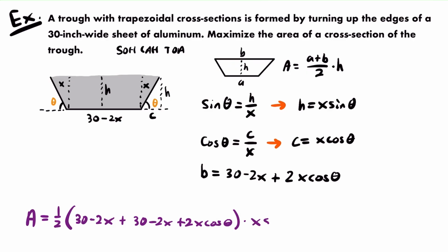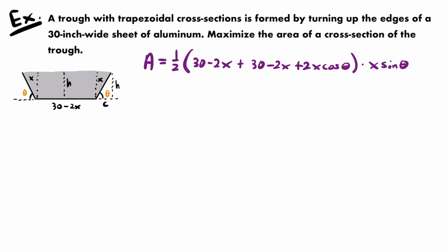So we have x times sine theta. And that right there is our area function. But we probably want to simplify it, so let's work on that next. The first thing I notice is that we have 30 and 30. Those will combine to be 60. And then we have negative 2x and negative 2x. That will combine to be negative 4x. So the area is equal to 1/2 times 60 minus 4x plus 2x cosine theta times x times sine theta.